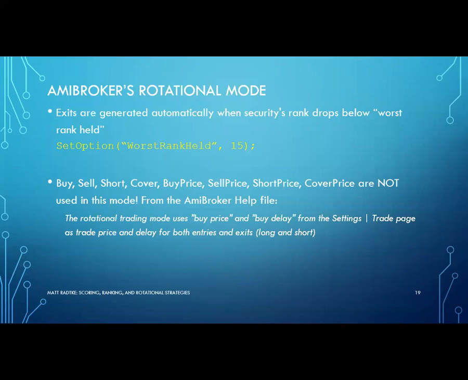So let's assume, for example, that you're doing something a little crazy and you always want to enter your long trades on the close and your short trades on the open. You can't do that with AmiBroker's built-in rotational mode. You have to use the buy price and buy delay. You can't set those from within your AFL the way you would probably normally think to do it. AmiBroker is going to use the values from the settings, not anything you set in the AFL. So clearly there are some limitations to using AmiBroker's rotational mode.